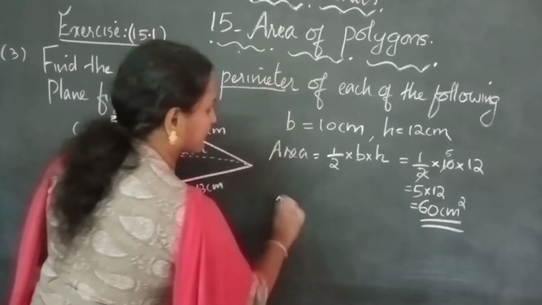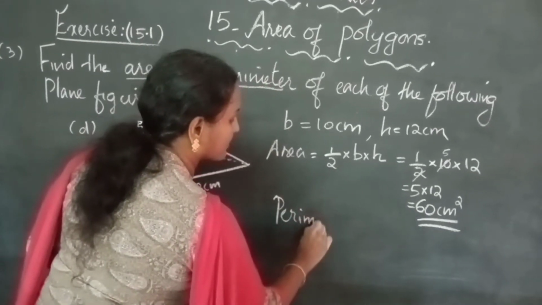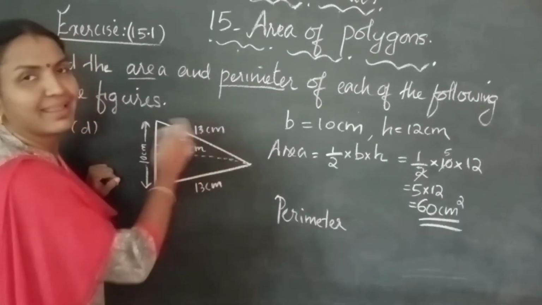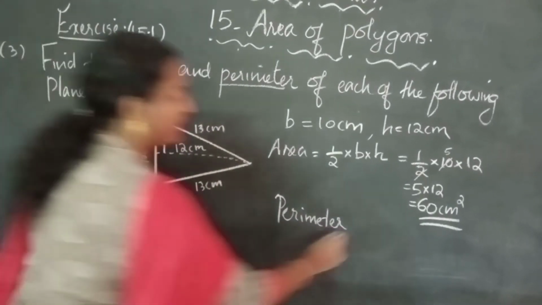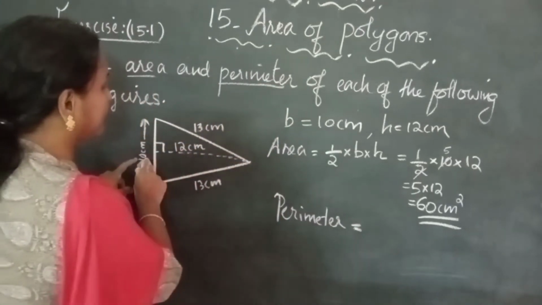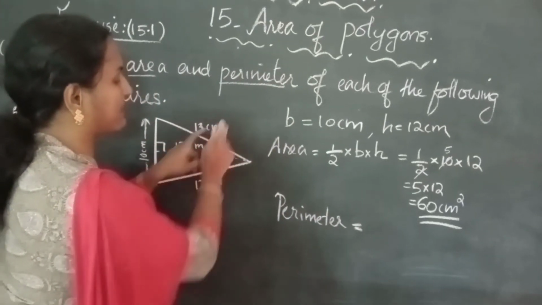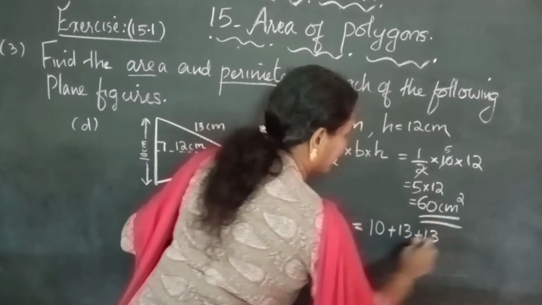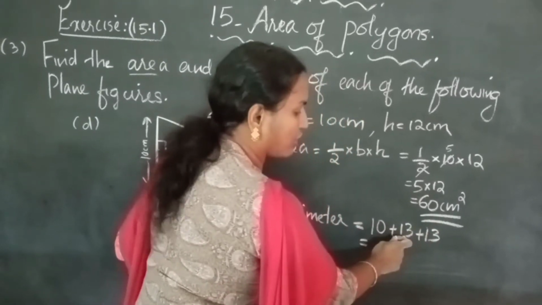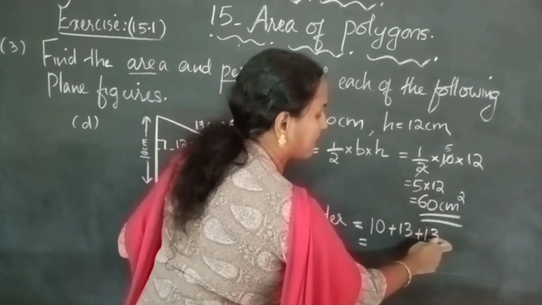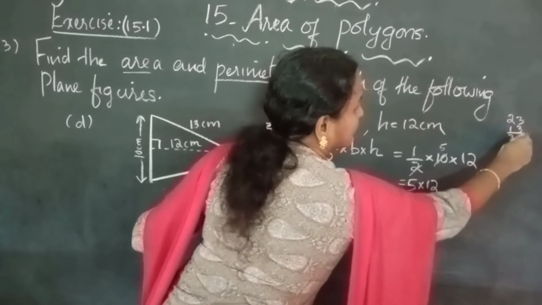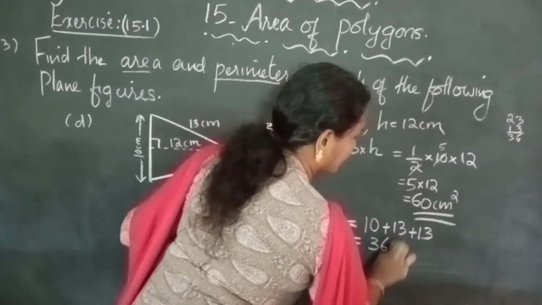Then perimeter. The perimeter of a triangle means the sum of the lengths of the sides, which is 10 centimeter plus 13 centimeter plus 13 centimeter. 10 plus 13 is 23. 23 plus 13 is 36. So 36 centimeter.